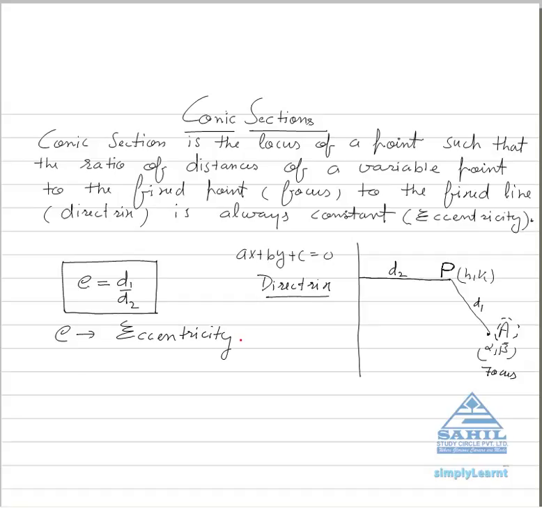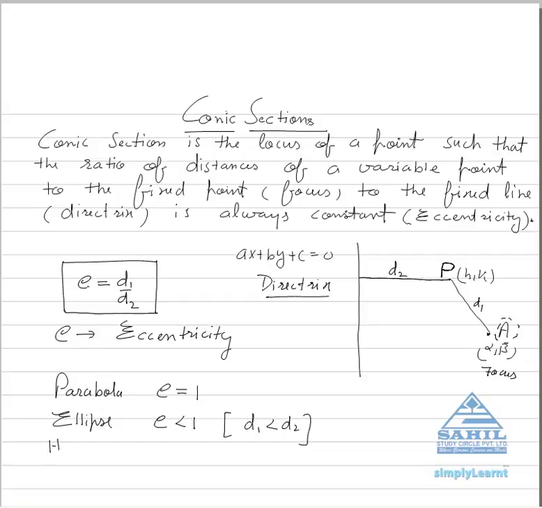Now for different curves the value of e will be different. Okay, for a parabola, e is equal to 1. It means that distance d1 and distance d2 are always equal. For an ellipse, e is less than 1. What do you mean by this? It means that d1 is less than d2, or the distance of the variable point from the fixed point is lesser than the distance of that variable point from the directrix.